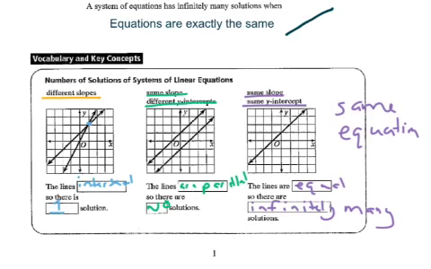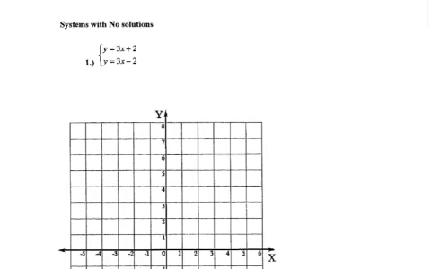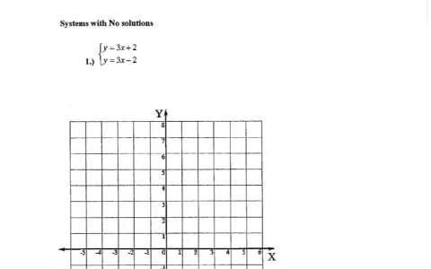So what we're going to do now, we're going to go through a few examples. Sometimes I will graph it and you'll be able to see if there's one, no solution, or infinitely many, or sometimes we will actually solve the system. So let's take a look at the next page. So this is an example of a system with no solution.